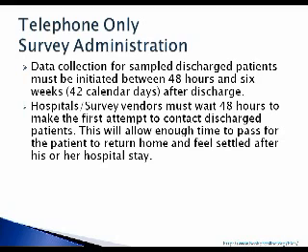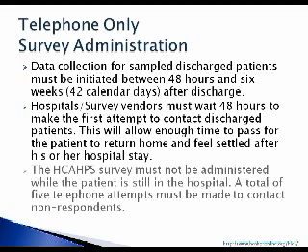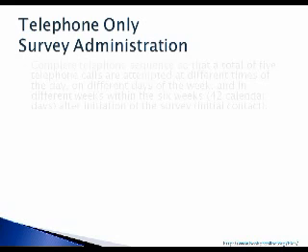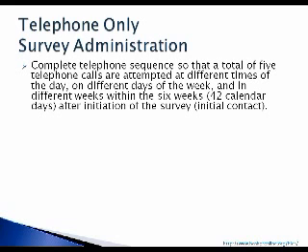So as I mentioned, survey vendors must wait 48 hours to make the first attempts to contact discharged patients. This will allow enough time to pass for the patient to return home and feel settled after his or her hospital stay. The HCAHPS survey must not be administered while the patient is still in the hospital. A total of 5 attempts must be made to contact non-respondents. Telephone-only survey administration: under that, we must complete the telephone sequence so that a total of 5 telephone calls are attempted. And in order to do that, they have to be made at different times of the day, on different days of the week, and in different weeks within the 6 weeks.